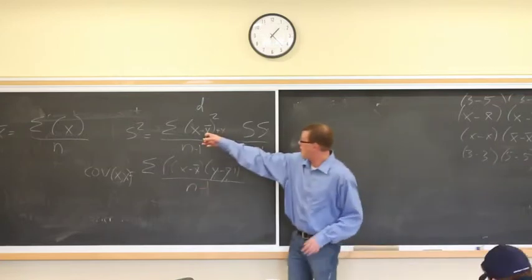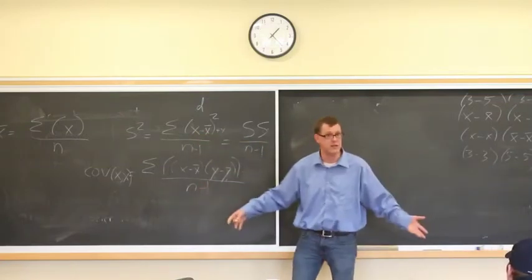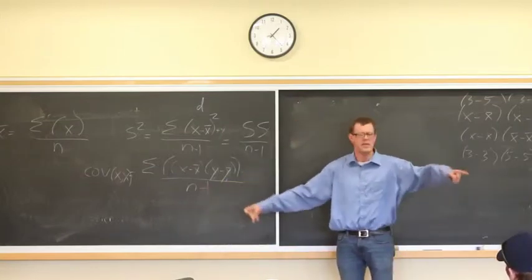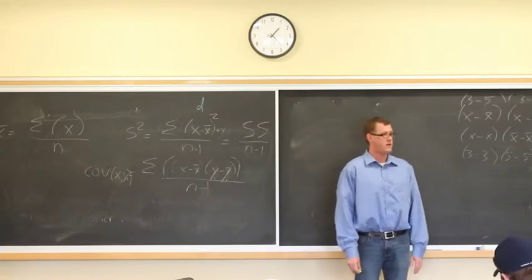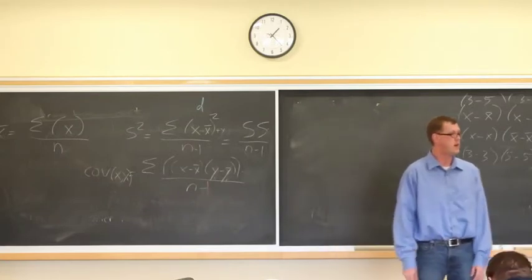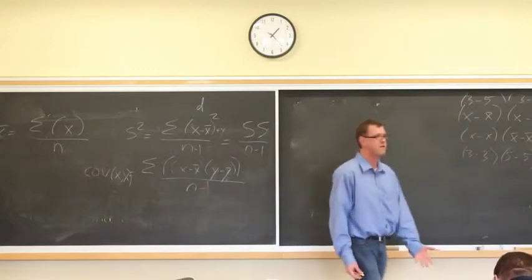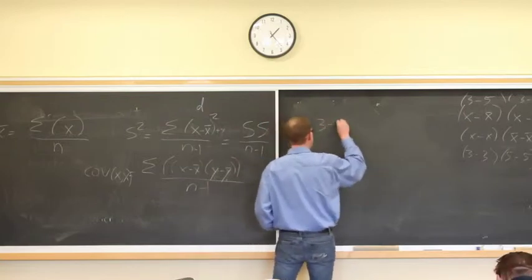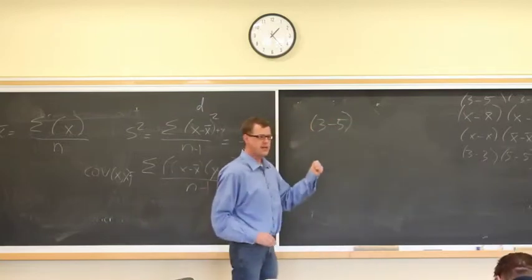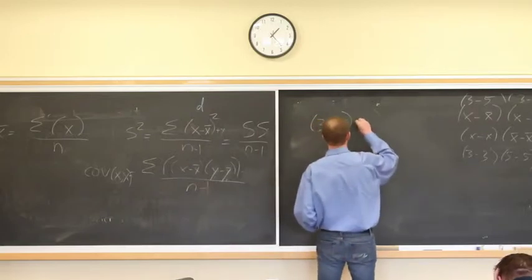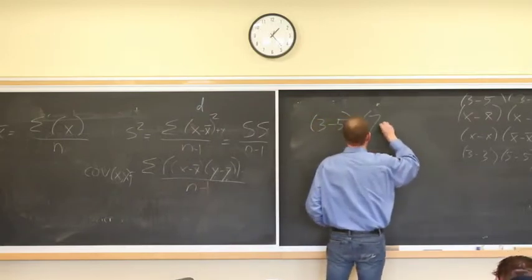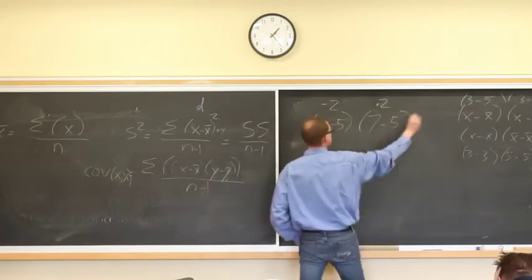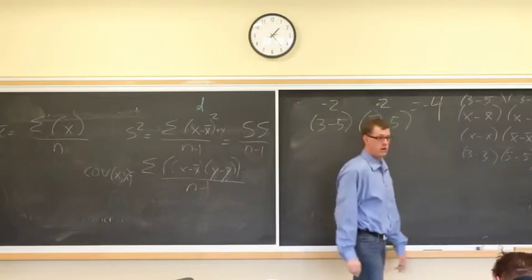Unlike the covariance of something with itself, or just the variance, which is always going to be positive, this can be negative. Why? Because that would indicate a different type of correlation. So if we think back to Kat, we had 3 minus 5 was her autism, and times 7 minus 5, so we've got negative 2 times 2, which equals negative 4. Right?